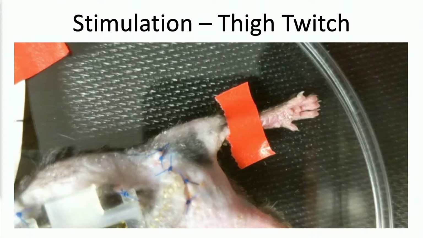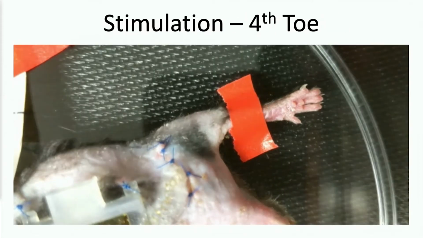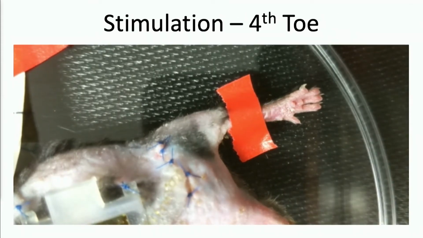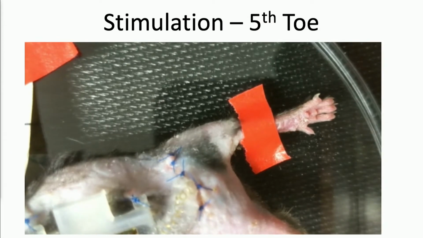Selective stimulation of individual channels representing a single electrode string resulted in contraction of a specific muscle group in the mouse hind limb. Here we see the thigh musculature being stimulated. Here we see the fourth toe being stimulated. And here we see the fifth toe being stimulated.